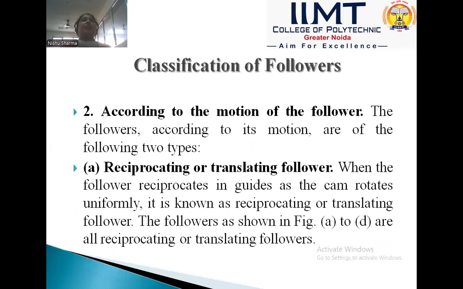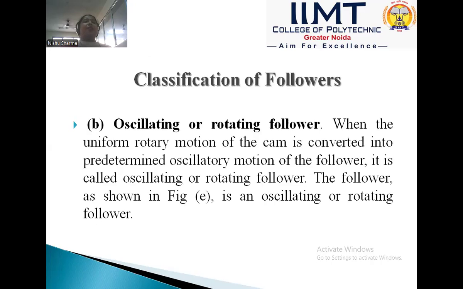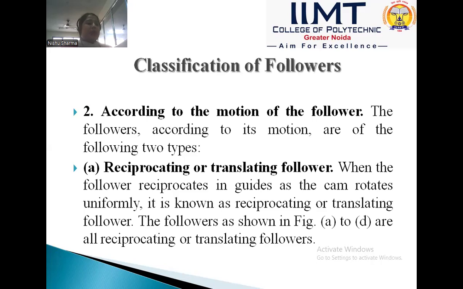Now we will discuss the classification of followers according to the motion of the follower. According to its motion, the follower is of two types. The first one is the reciprocating or translating follower, and the second one is the oscillating or rotating follower. Reciprocating or translating follower: when the follower reciprocates in guides as the cam rotates uniformly, it is known as a reciprocating or translating follower.